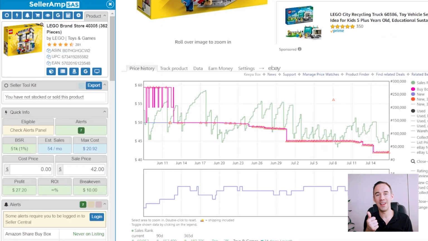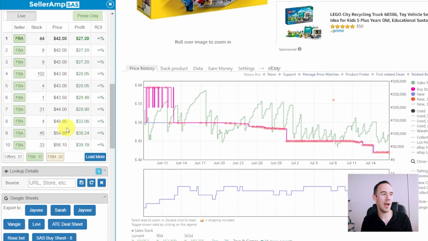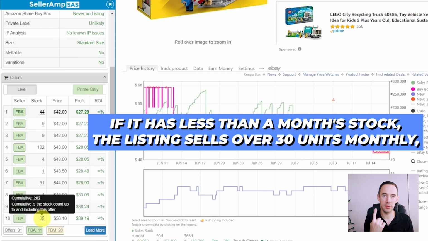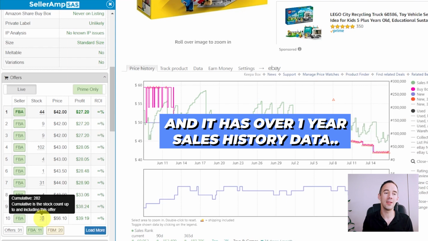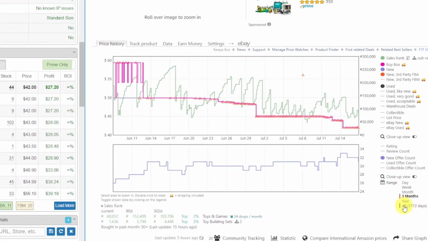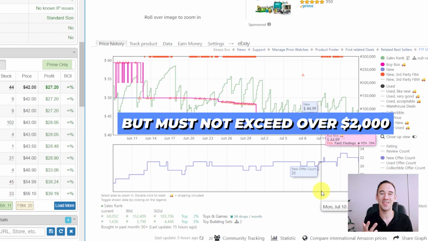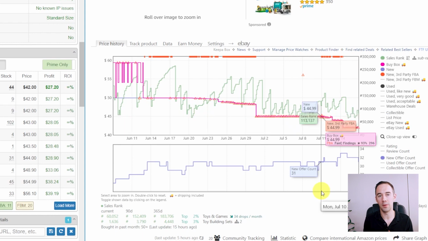So for example, within my business, we have a rule or a guideline to help us do reordering, and I'll explain that guideline for you now. What we say is if the stock on the listing, so here, how much stock is in the listing right now, is less than 1 month's supply and the listing is selling over 30 units per month with over 1 year's worth of sales history, so all data right here, then we are going to buy 1 month's worth of supply, which does not exceed $2,000 in cost of goods for that product. That's how deep we'll go on this after a test purchase.